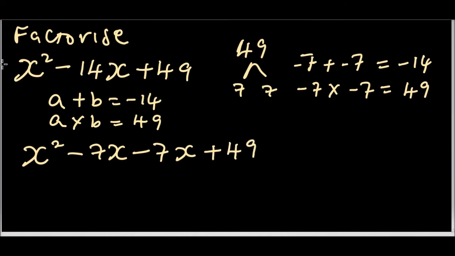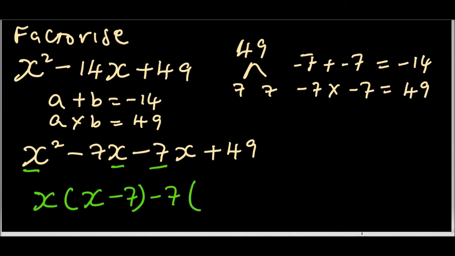We factor out what is common here, and we are able to get x. We factor out x here and x here, and we will be left with x into bracket x minus 7. Here, if we factor out minus 7, we will be left with x minus 7, so that we are able to factorize, and this will give us x minus 7.